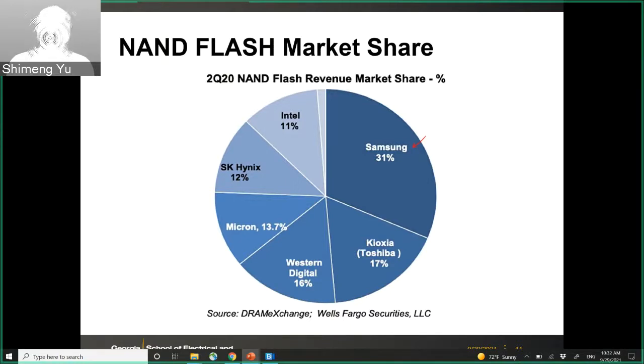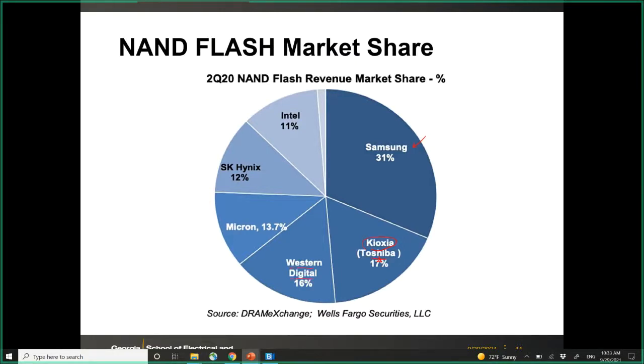And then here we have Kioxia. Actually, this is a spin-off from Toshiba. So remember, in the 1980s, Toshiba invented the NAND Flash, and Toshiba is a key innovator in the NAND Flash technology. But Toshiba is not very good at business management. Anyway, Toshiba spun off the memory business to Kioxia 2 or 3 years ago. And then Western Digital, okay.